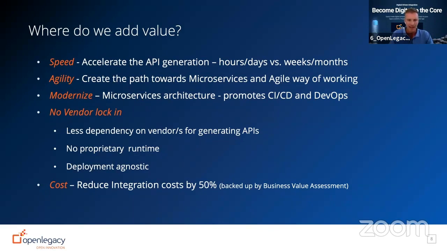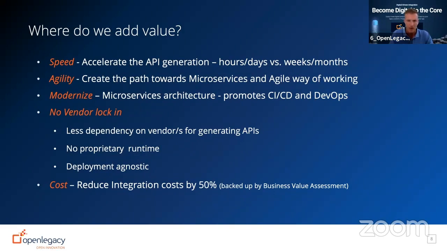But the key differentiators, if you look at our solution and compare it with others, these are the main areas. One is really the speed. How quickly can you get the results? Two is the agility. We won't go into too much detail here, but our ability to move towards microservices and a more agile way of working from a monolithic solution is one of our key differentiators. The fact that we can promote and align with some of the best practices of CI/CD and DevOps.